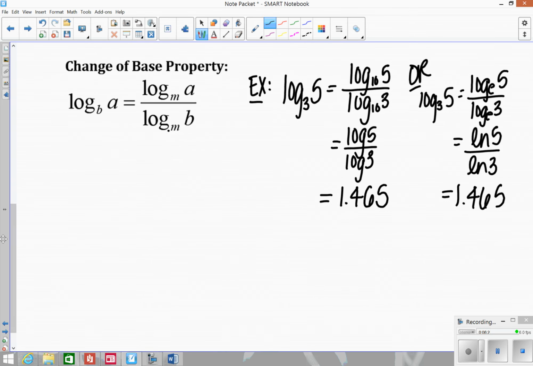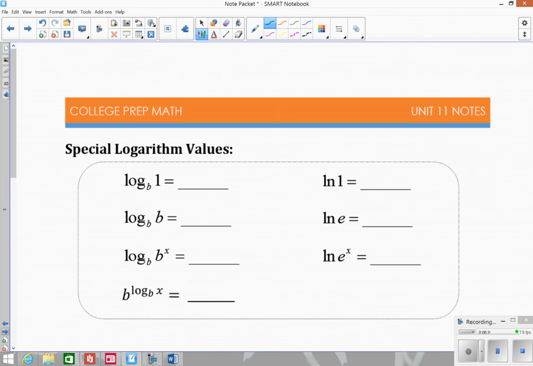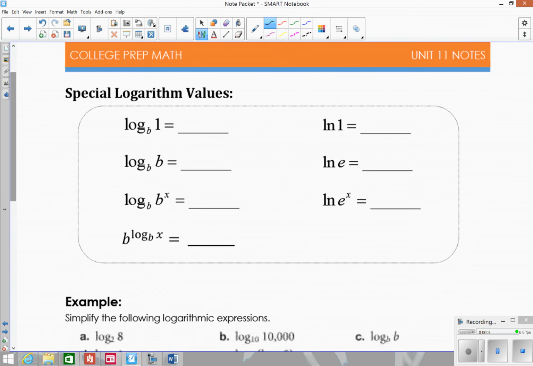So that leads us to the last thing here, which is looking at some more special log properties. If we go to the next page, we have several different properties, and if you just remember that logs are really exponents. When you're thinking about the log, you're asking yourself, what do I have to raise to this power to get this number? So when I look at this first one, I'm asking myself, b to what power is going to give me 1? And the answer is b to the 0 is going to equal 1.